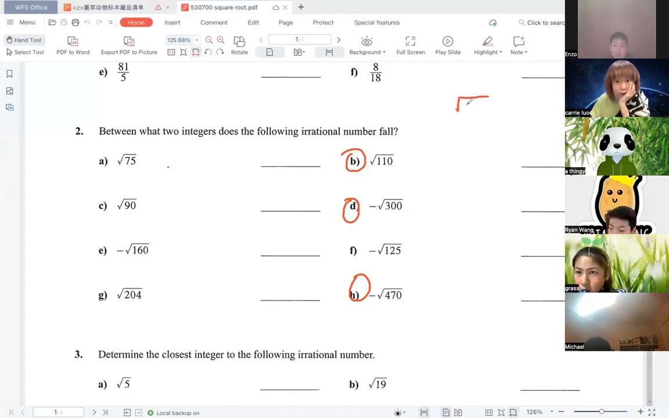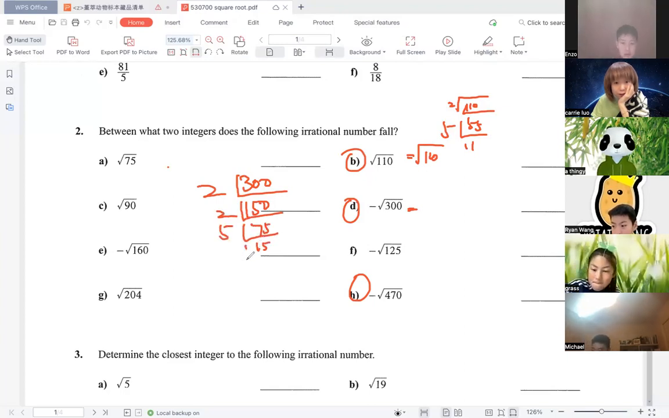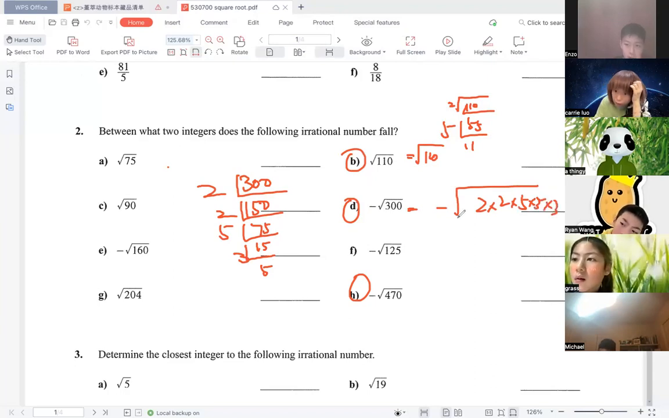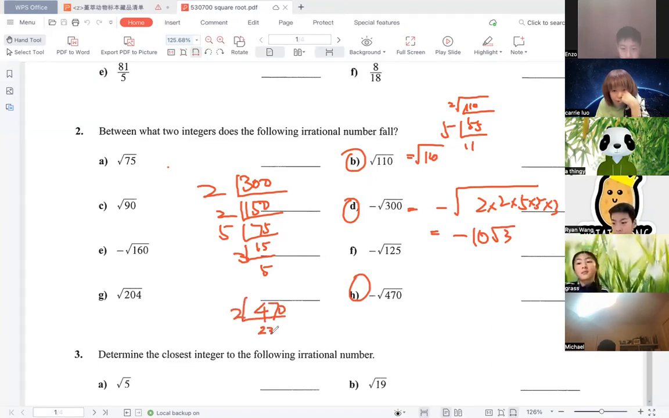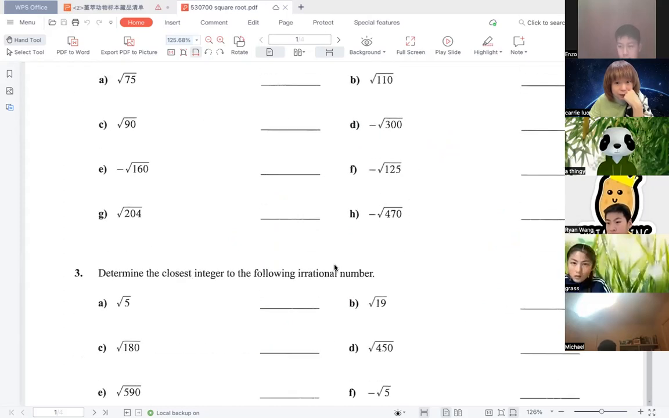Okay, so we're going to talk about this one. The square root of 110: divided by 2 equals 55, divided by 5 equals 11. So there's no more where you can square root it. Understand, everybody? So this is the answer, just the square root of 110. So 300 divided by 2 equals 150, divided by 2 equals 75, divided by 5 equals 15, divided by 3 equals 5. So this one equals negative 2 times 2 times 5 times 5 times 3, which equals negative 10 square root 3. Get it, everybody? Ryan, did you get it right? Okay, 470. 470 divided by 2 equals 235, divided by 5 equals 47. 47 is no more, so negative square root of 470. That's the final answer. Got it, everybody? I hope you get this one right.